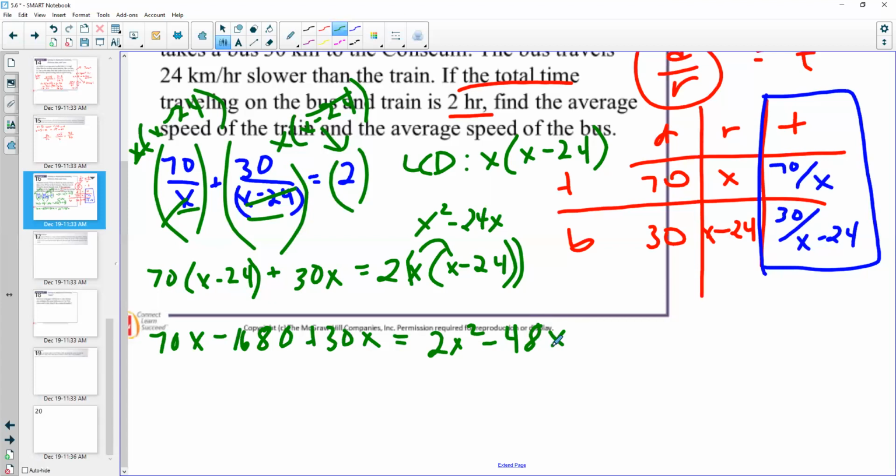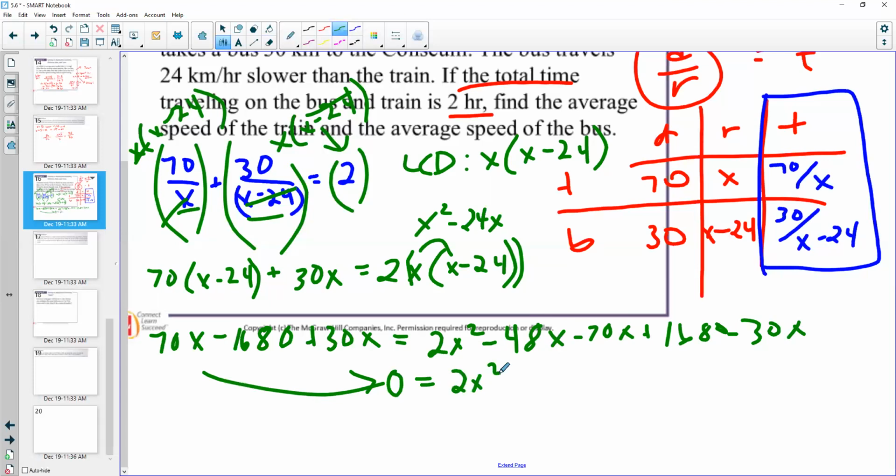All right, so let's see. I'm going to move, you see an X squared in here? I'm going to move everything this way. So minus 70X plus 1680 plus minus 30X. All right, so on this side, I'm going to have 0. On this side, I'm going to have 2X squared. Let's combine my X's. Minus 30 minus 70 minus 48 is minus 148X. And then I have a plus 1680.